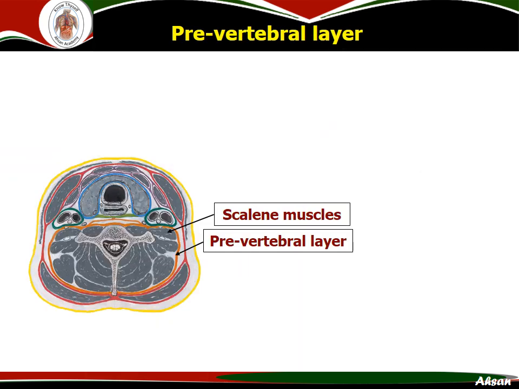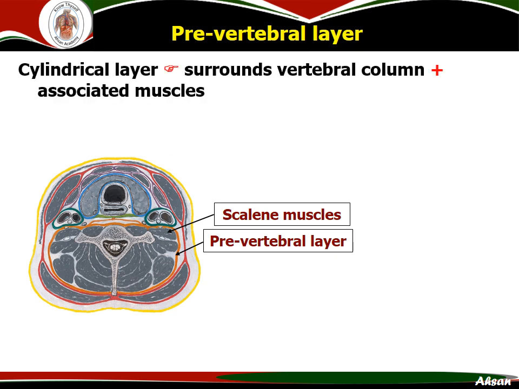Prevertebral layer. This is deep to the investing layer, and it is a cylinder that surrounds the vertebral column as well as the muscles associated with the vertebral column. A shaded color is showing the area. So this contains the scalene muscles and other muscles within.